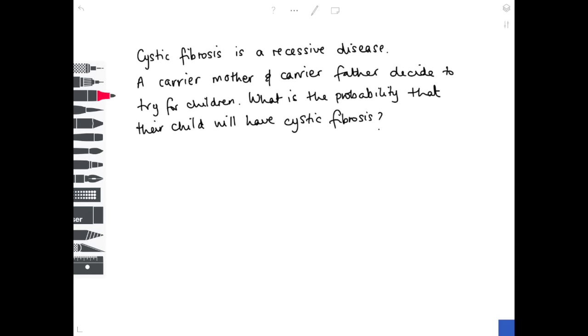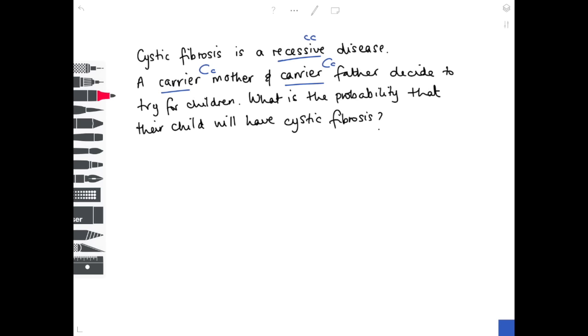Cystic fibrosis is a recessive disease. A carrier mother and a carrier father decide to try for children. What is the probability that their child will have cystic fibrosis? So it's recessive, which means to have the disease, you need this genotype, small c, small c. It doesn't matter what letter you use to assign, by the way, but I'm using C here because of cystic fibrosis. A carrier mother and a carrier father, that automatically tells me that this is their genotype, and you must learn that they're effectively heterozygous if they are carriers.